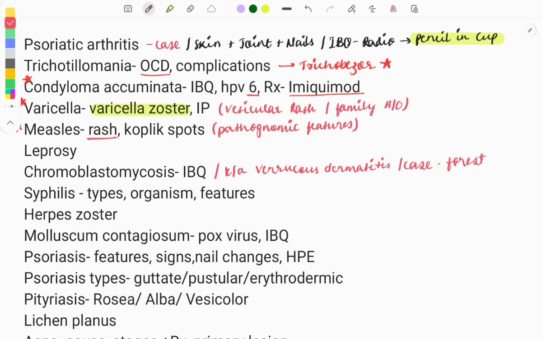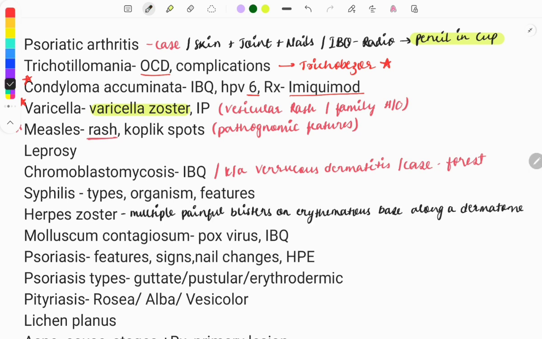So the next question, herpes zoster. Usually clinical questions are asked, and let's see what finding can be seen in herpes zoster. This is the classical finding seen in herpes zoster, multiple painful blisters on an erythematous base along a dermatome. Whenever this is given in the question, just mark the answer as herpes zoster.